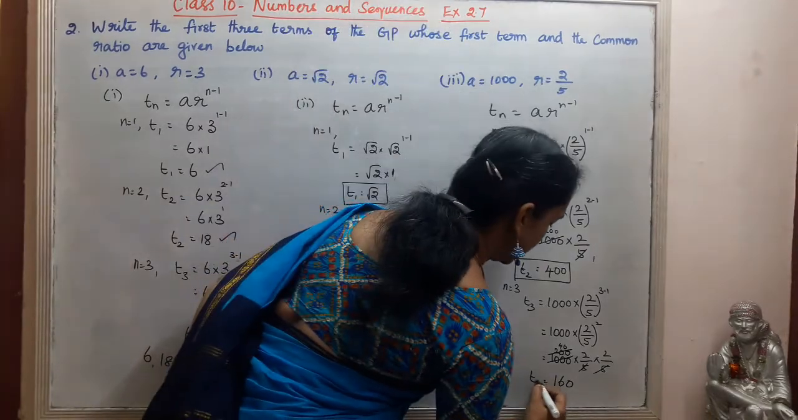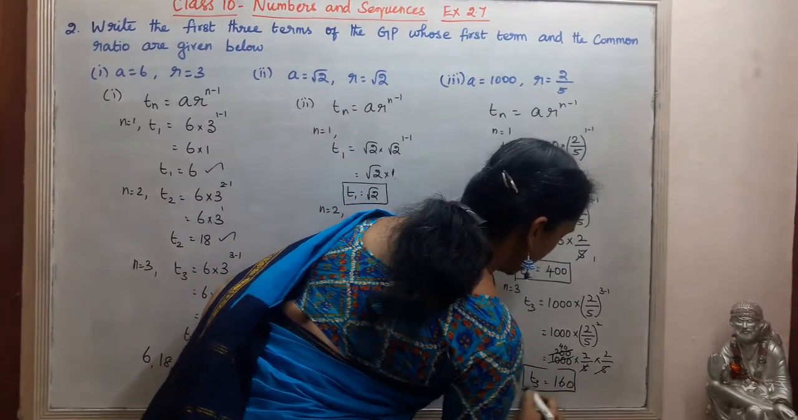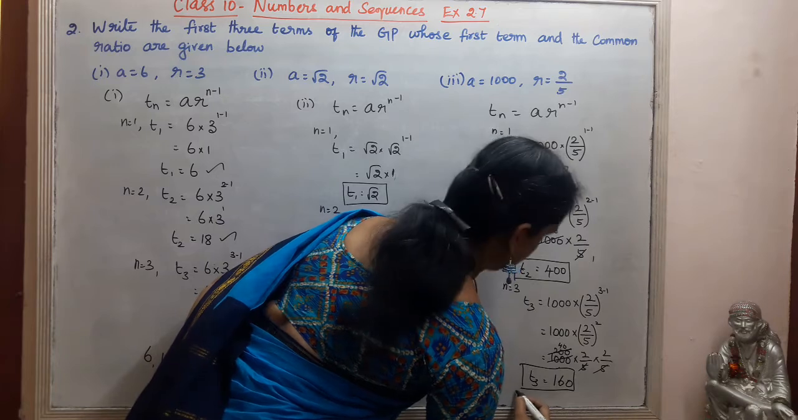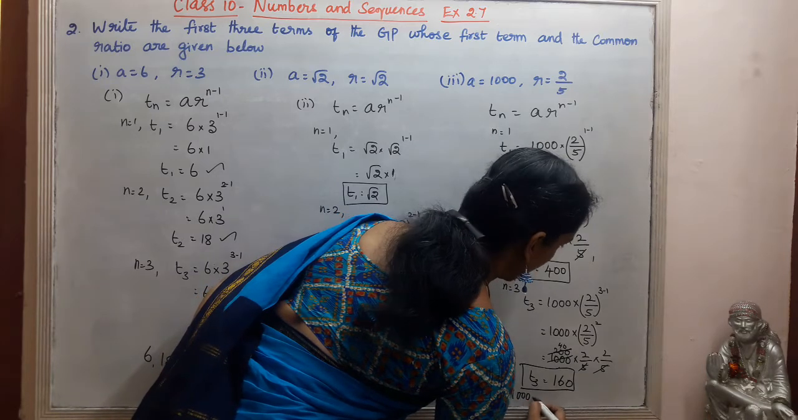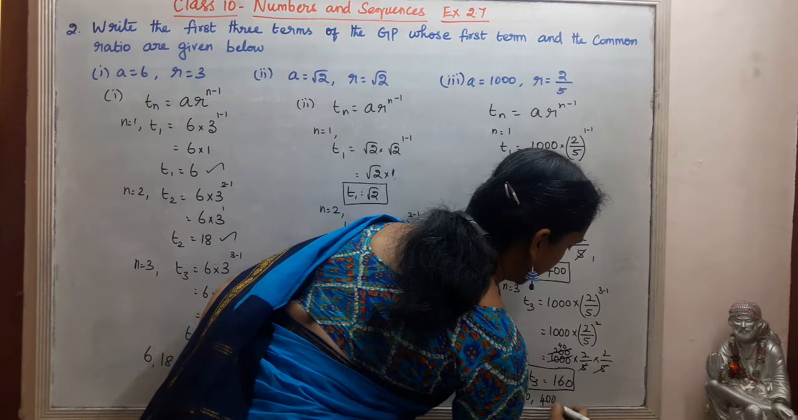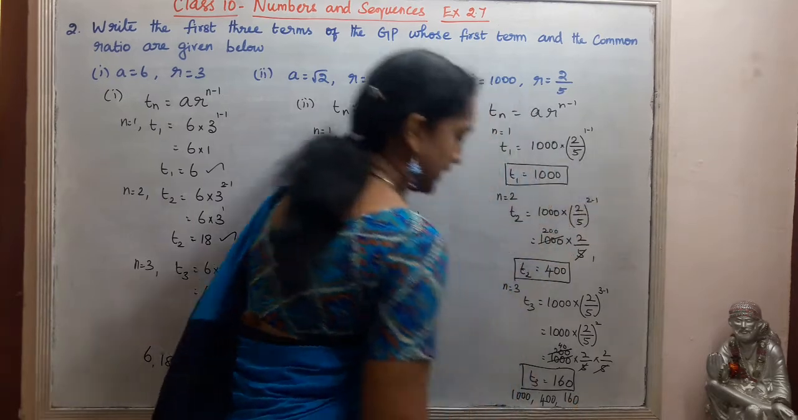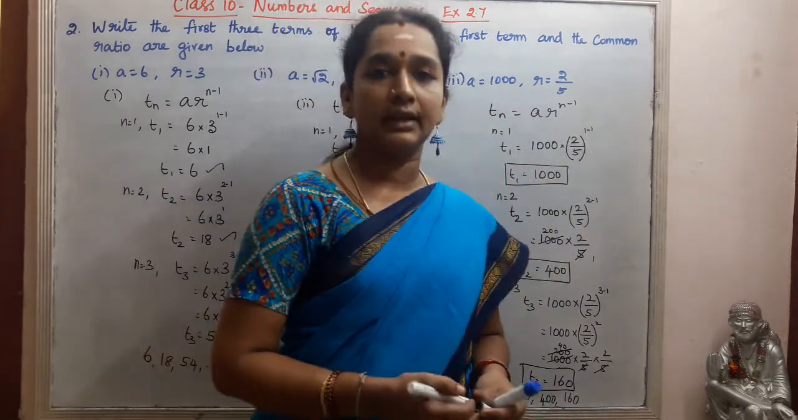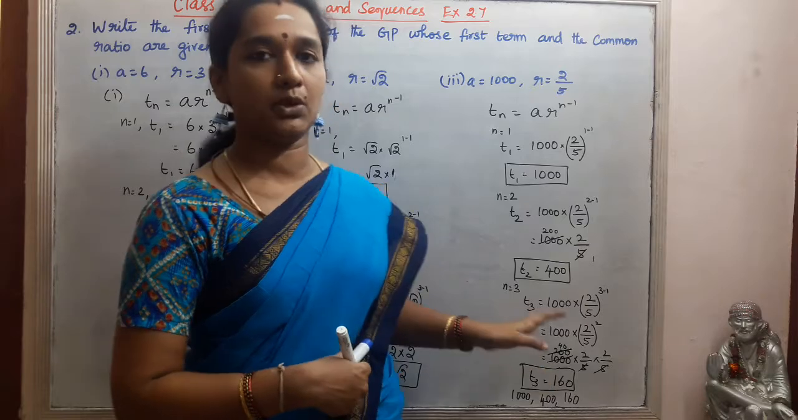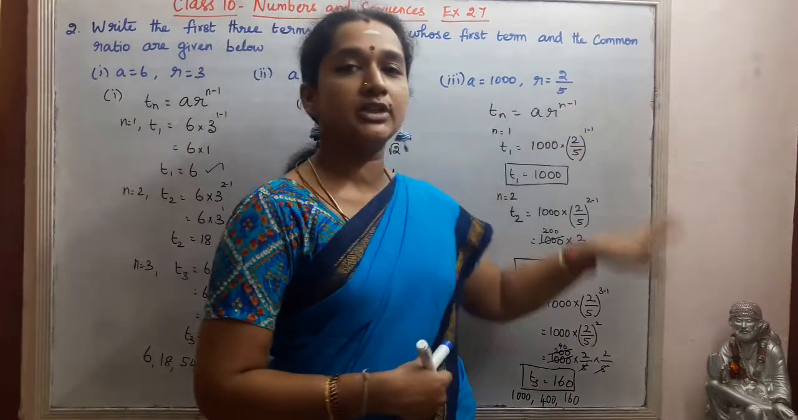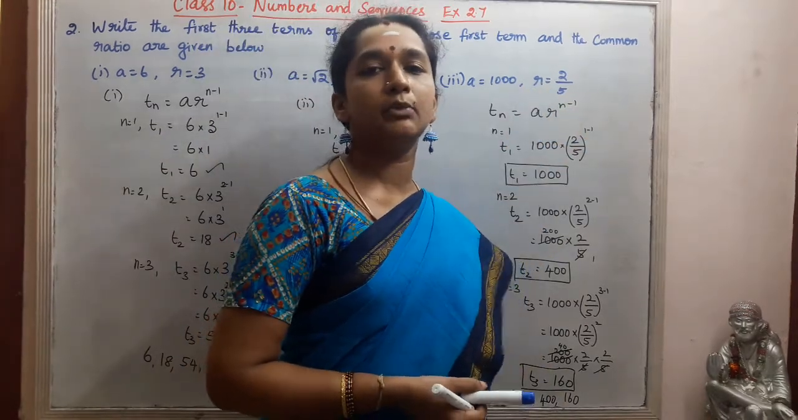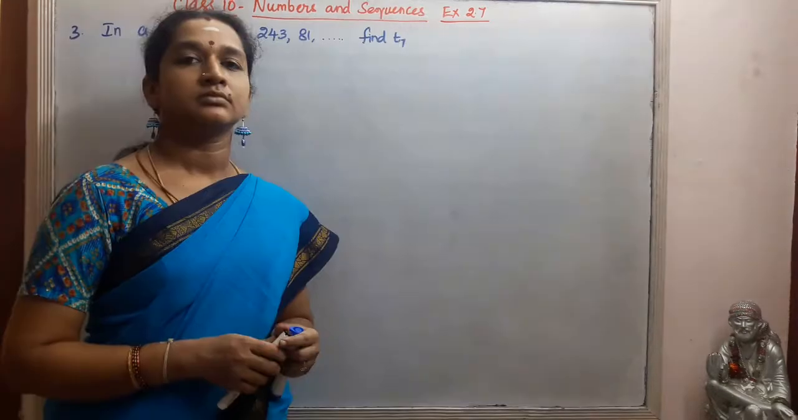So this is T3. So we got T1 as 1000, T2 as 400 and T3 as 160 as the first three terms in the given sequence. Okay. So whatever value is given, accordingly we will find T1, T2 and T3.